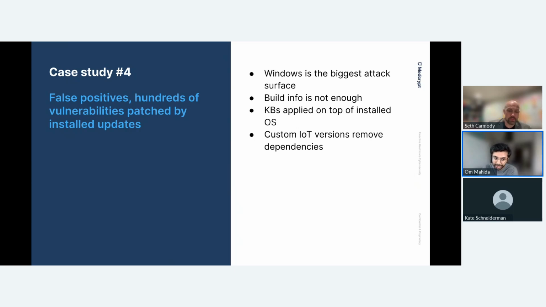Microsoft has done a bit better job in updating the data in the NVD around how they publish vulnerability data for specific builds of Windows. But it's not enough, right? In medical devices, we typically have custom patches and KBs installed on top of the OS. We've removed dependencies from the actual OS because we don't need some Microsoft services that might be shipping with the base OS. It ends up resulting in a huge problem when it comes to false positives, an order of hundreds of vulnerabilities for that OS.